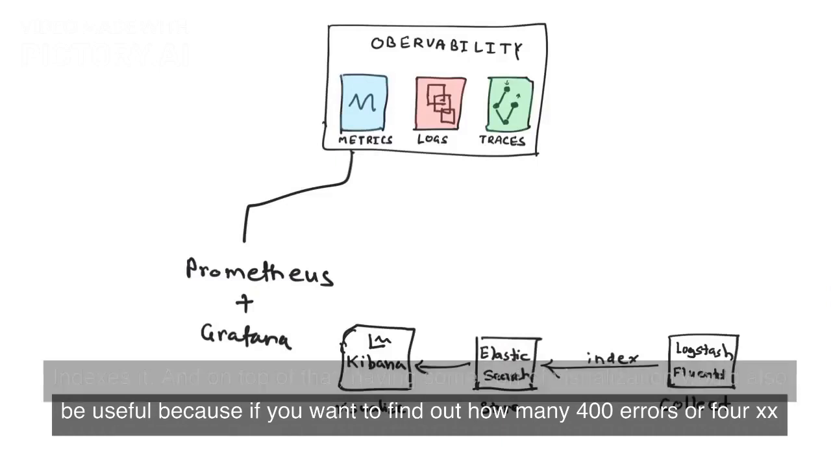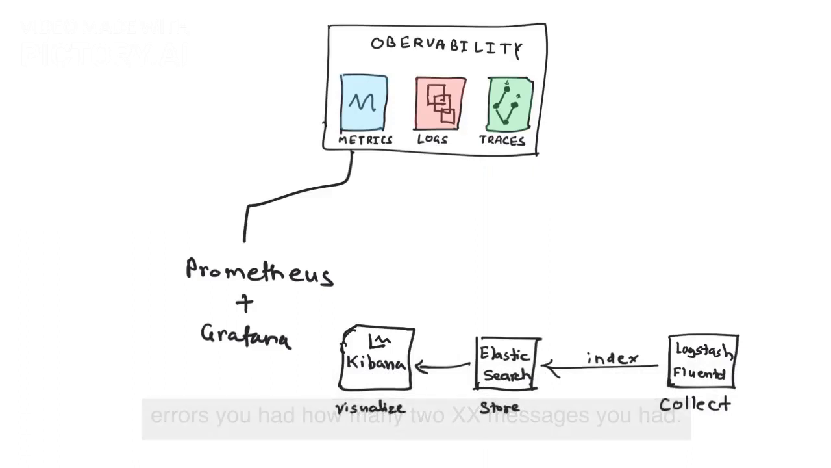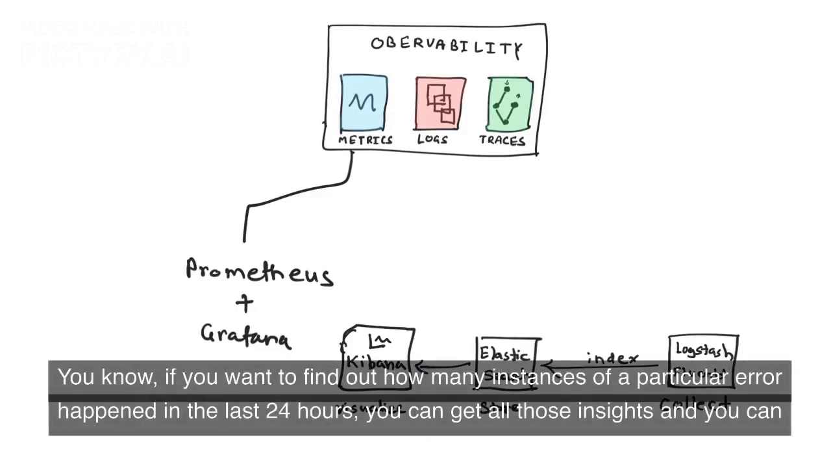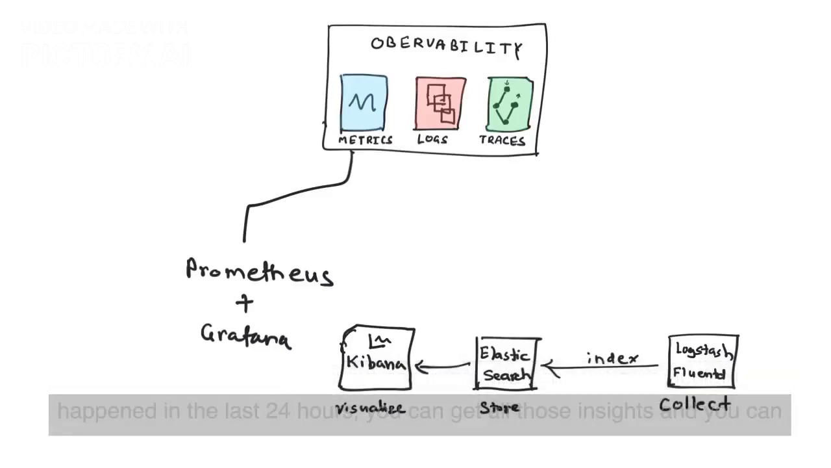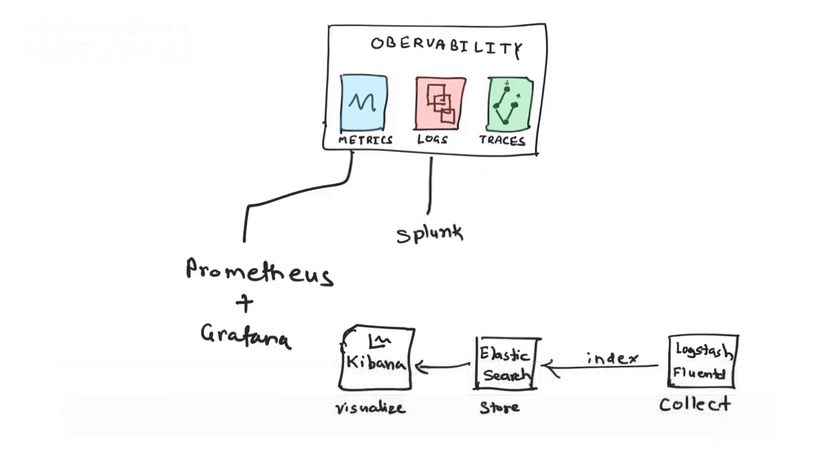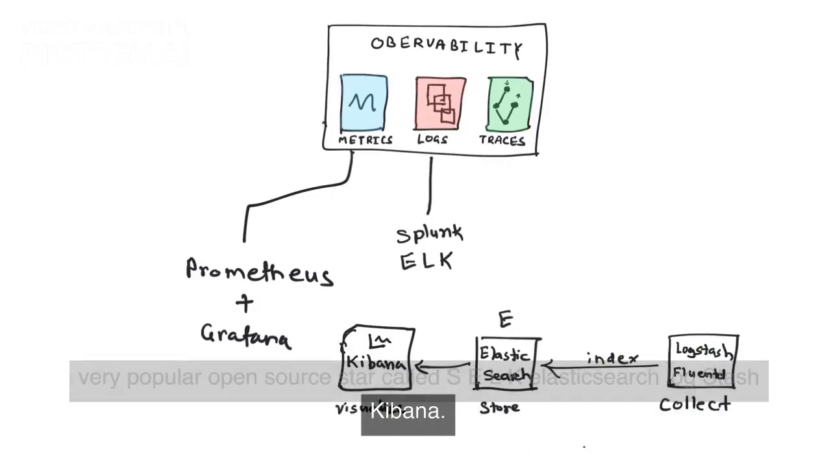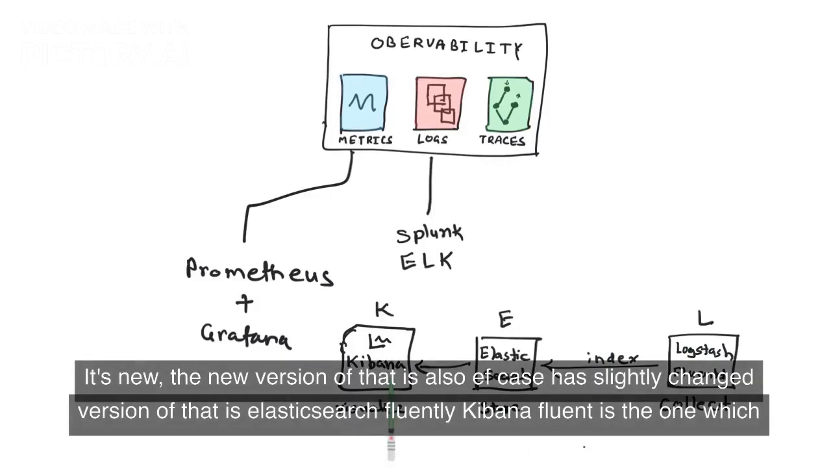how many 400 errors or 4xx errors you had, how many 2xx messages you had. If you want to find out how many instances of a particular error happened in the last 24 hours, you can get all those insights from one place, and you get that visual data using a centralized log management system such as Splunk, or a very popular open source stack called ELK: Elasticsearch, Logstash, Kibana. The newer version of that is also EFK, a slightly changed version: Elasticsearch, Fluentd, Kibana.